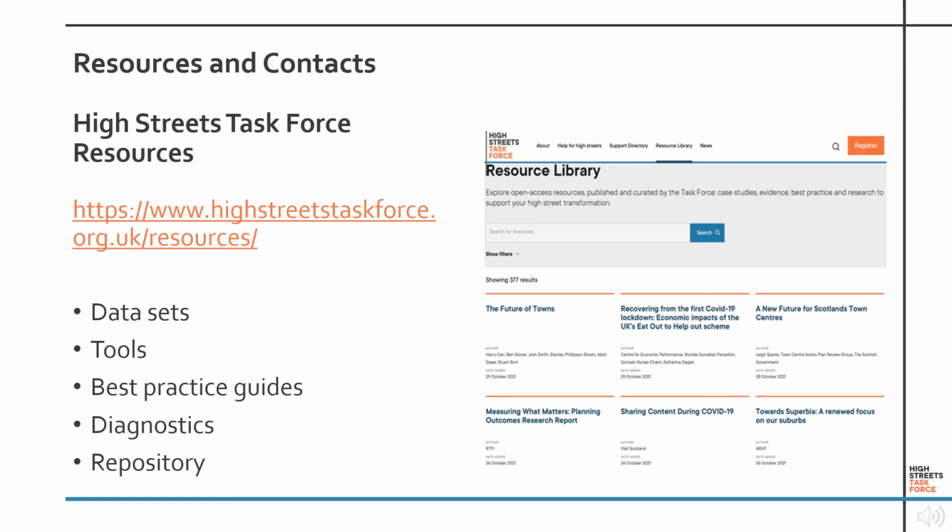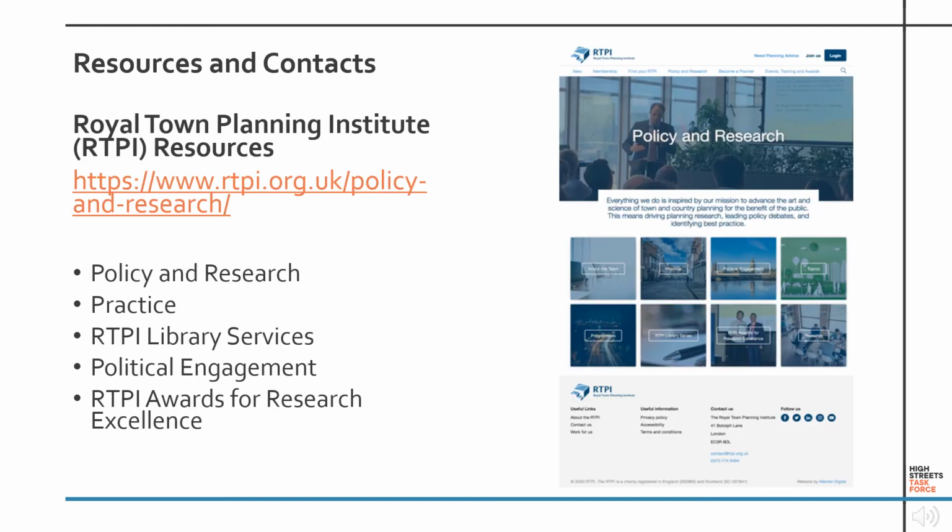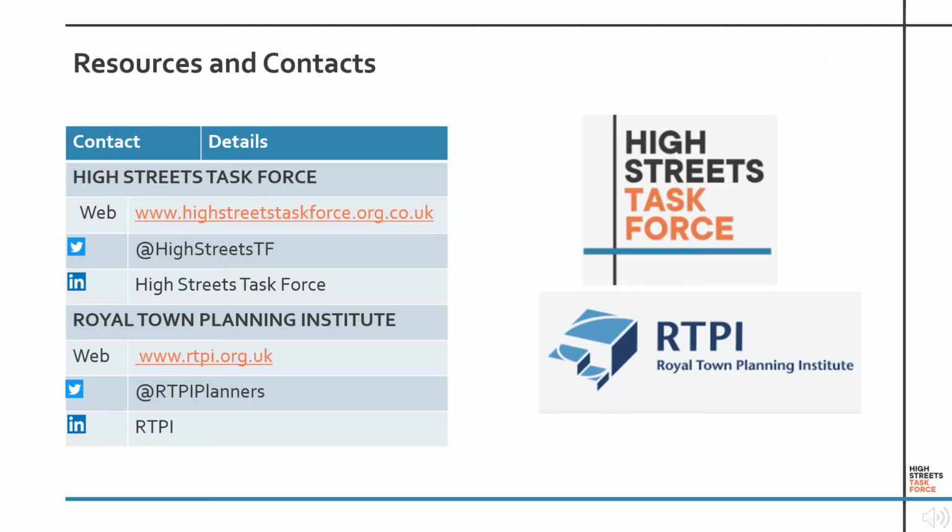Valuable resources and contacts can be found on the High Streets Task Force website, including datasets, tools, best practice guides, diagnostics, and a repository of information. Similarly, specific resources and contacts in relation to town planning, such as policy and research, planning practice, and planning and political networks, can be found on the Royal Town Planning Institute's website. Useful High Streets Task Force and RTPI contacts, including relevant social media handles, can be found in this table.